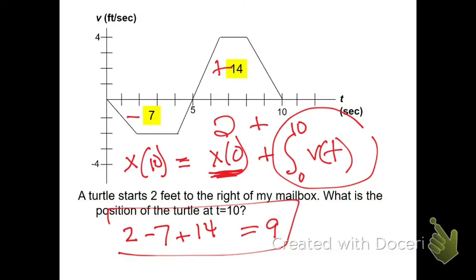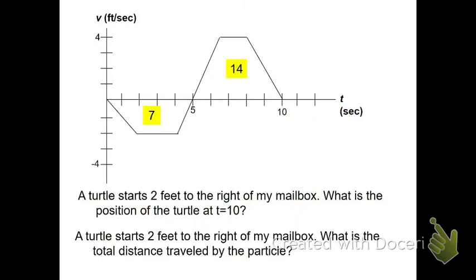Okay, compare that now to total distance traveled. Okay, read this next question, and I'm trying to trick you on purpose. If I said, what's the total distance traveled by the particle? Now this 2 that I've given you is irrelevant. Doesn't matter. All that matters is the turtle went 7 feet left and 14 feet right, so the turtle traveled a total of 21 feet. And that's why total distance, you don't need the starting position.